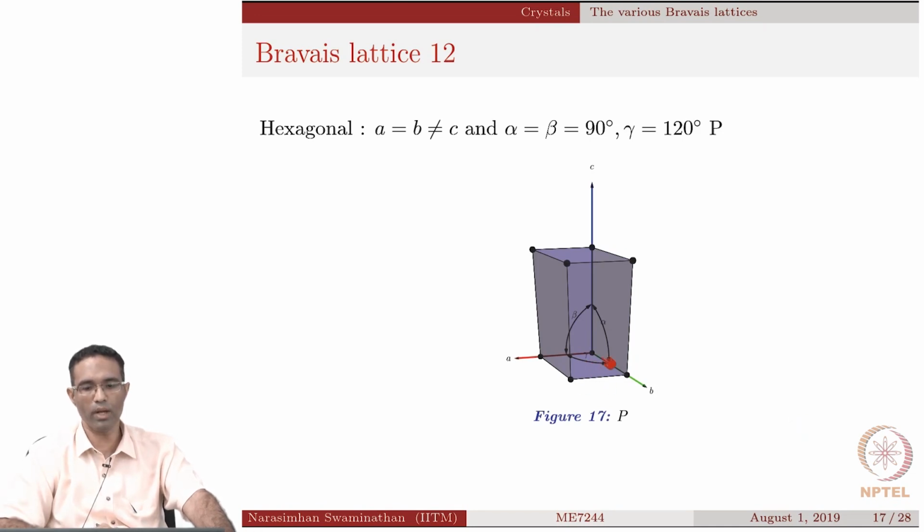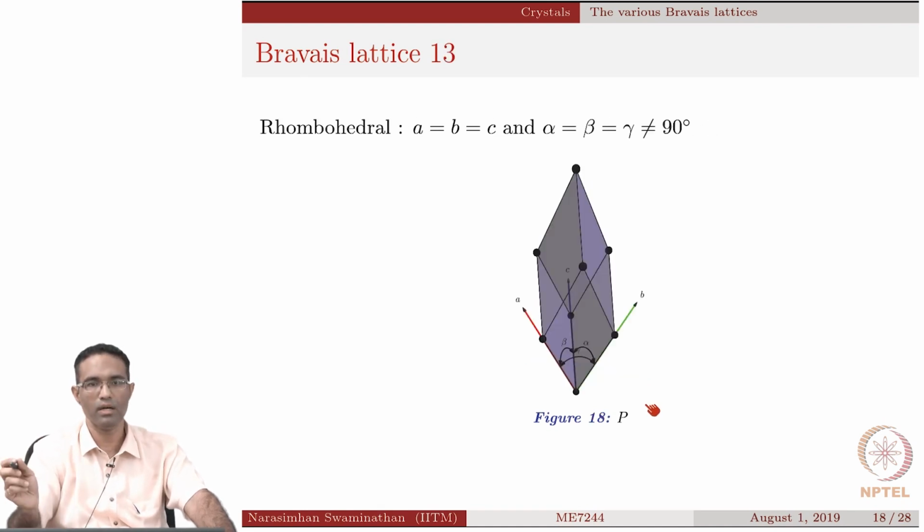The 12th one is basically hexagonal. So there is going to be an angle gamma of 120 degrees, whereas the angles beta and alpha are both 90 degrees. In this, the only thing that is possible is primitive. Anything else you do, it becomes one of the others.